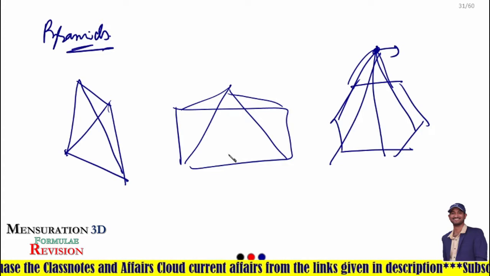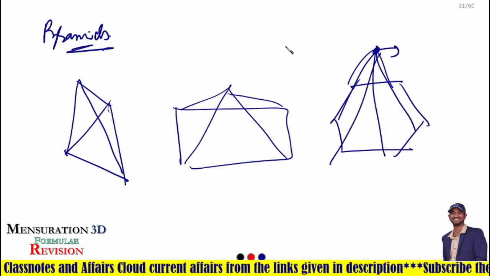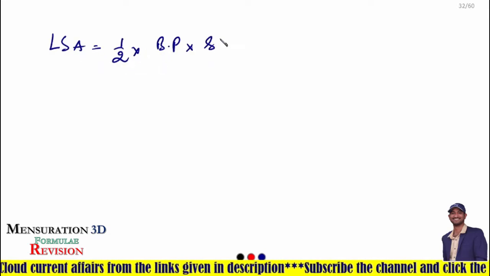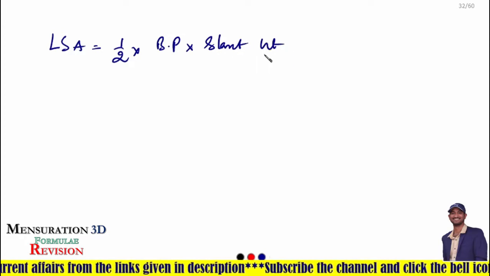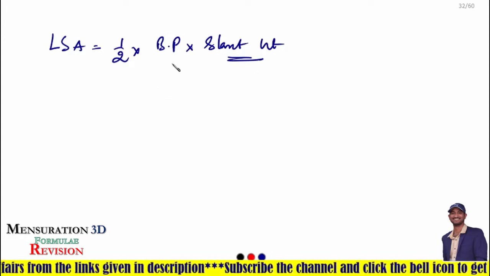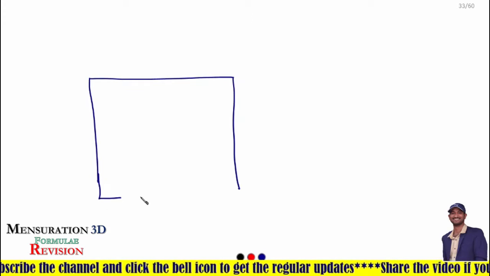Okay, so now coming to the formulas of a pyramid. First, lateral surface area equals half into base perimeter into slant height. Please remember it is slant height, not height. I hope all of you know what slant height is, what height is, and what slant edge is. If I take, suppose, a square pyramid, observe clearly.